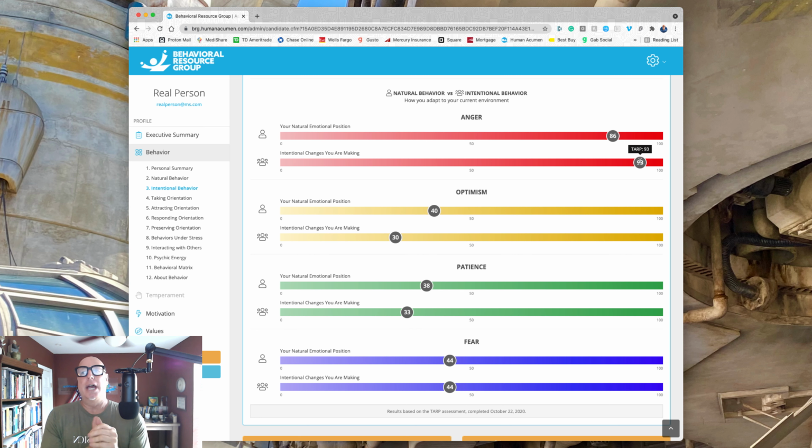Optimism, 40. And then when they're among other people, the intentional change is to become less optimistic, down to a 30. What does this mean? Not only does it reflect a sort of pessimistic attitude, it affects logic and reason. So the less optimistic you are, the more logical you become. The greater your anger intensity, the more logical you become. So now we have two streams of logic, and they're both strong, coming through this pipe known as real person here.